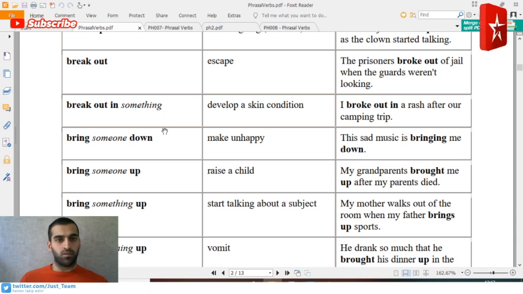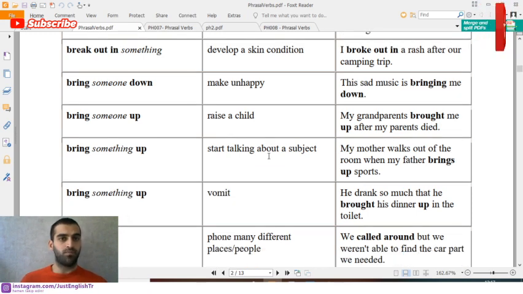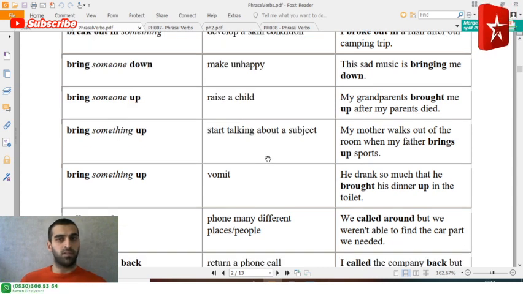Bring someone down. It means making someone unhappy. For example, this sad music is bringing me down. It makes me unhappy. So instead of saying makes me unhappy, we can use bringing me down. I think these phrasal verbs are really important for everyone to learn and to use in their English.